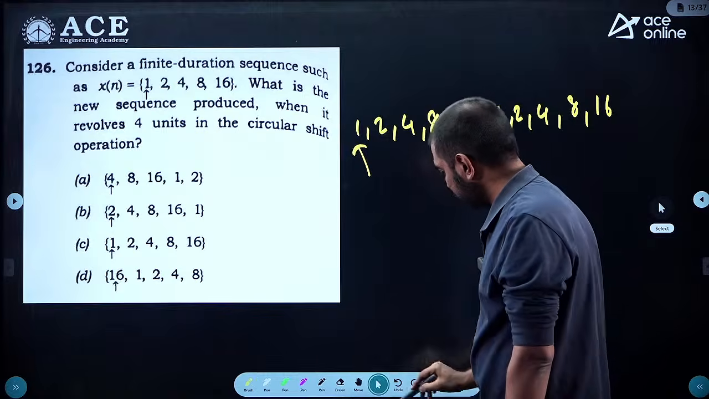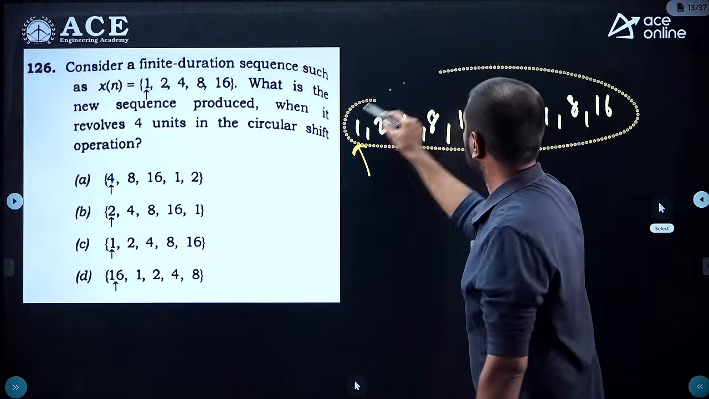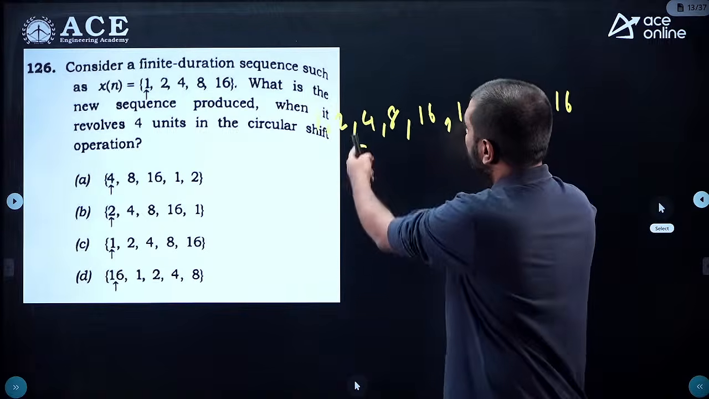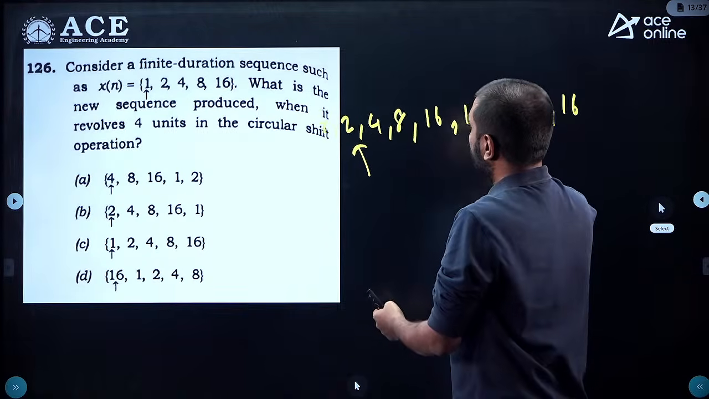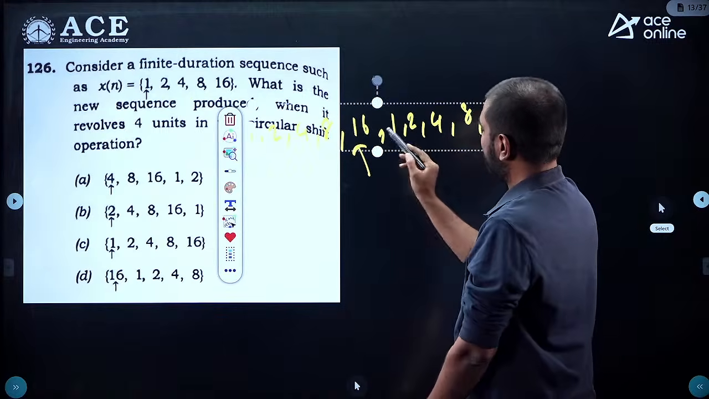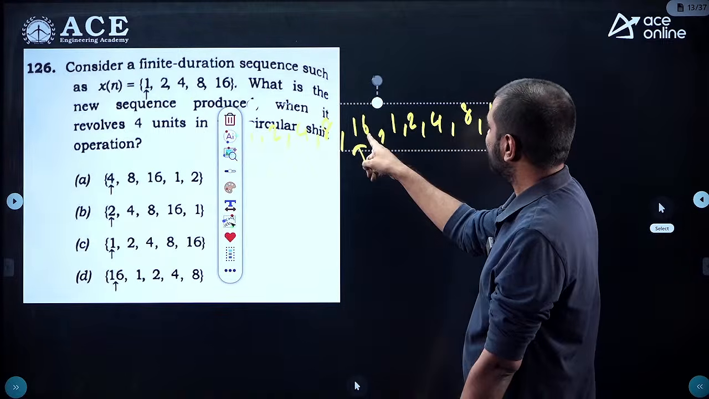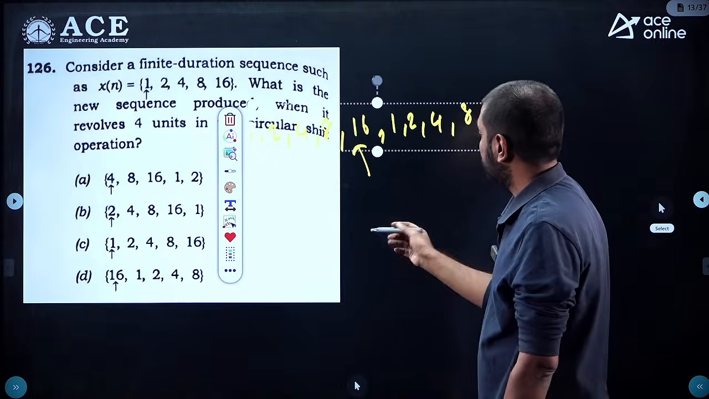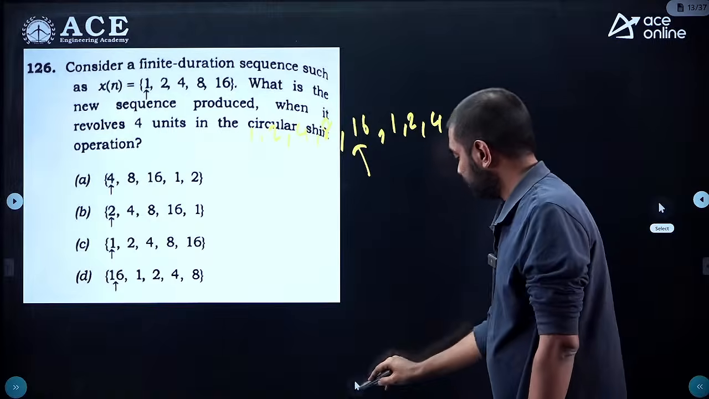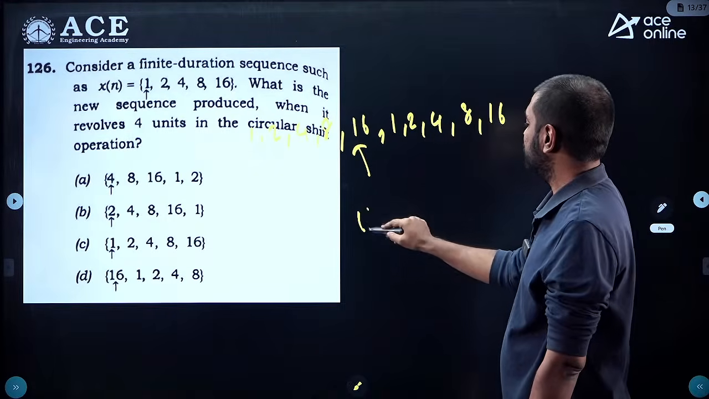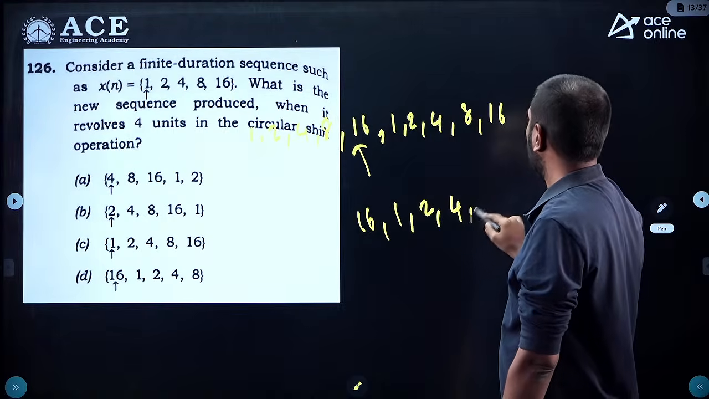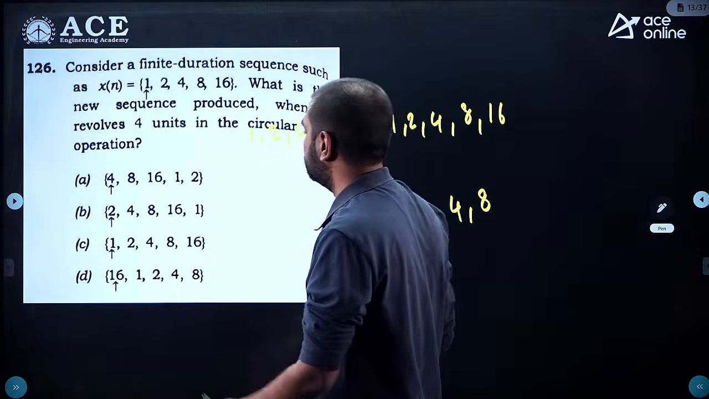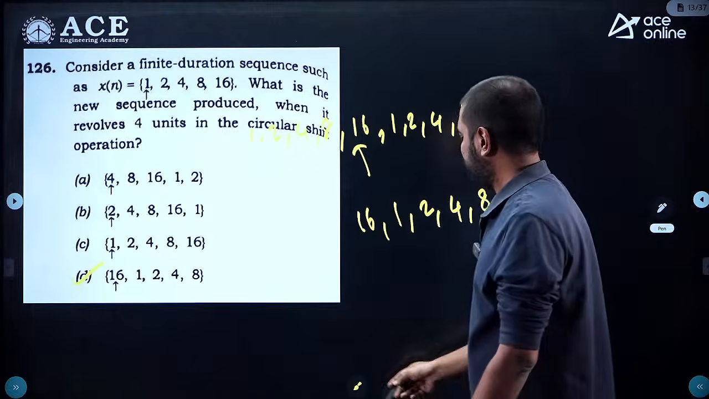If I shift this towards any direction, whether it is left or right, doesn't matter. You try to shift it 4 units. So 1 unit, 2 units, 3 units, 4 units. So if it is shifted here, then the sequence is 16, 1, 2, 4. Let me write that. If you shift it by 4 units, what's the new sequence? The new sequence is 16, 1, 2, 4, 8. Is this option there? Yes, which is option D. Can you see those values? It is matching. Now, you can also shift towards right.